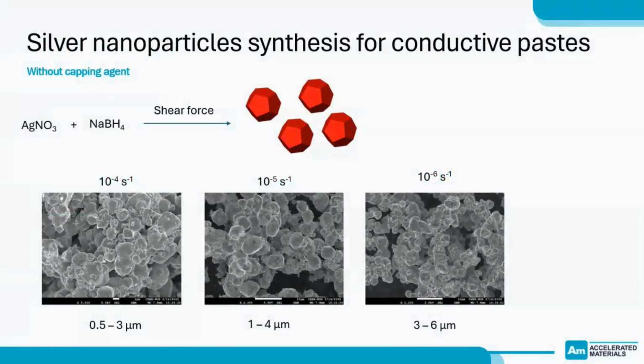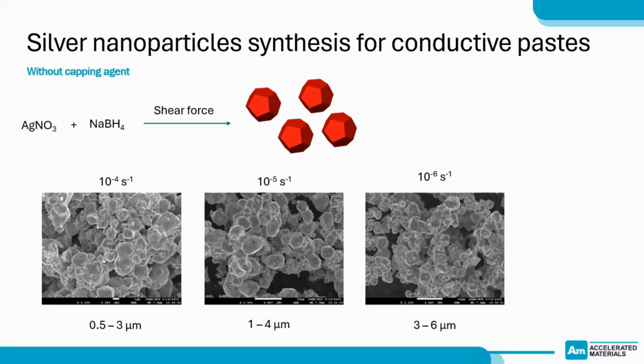What are the actual results? Here is an example of silver nanoparticle synthesis, where you can apply different shear force in order to control the particle size and the particle size distribution. Here the reaction was completed without capping agent and with relatively high silver nitrate concentration, about 0.5 mole per liter, which is very difficult to do in microfluidic devices. You can see that at low shear force, we get a wider distribution, but smaller nanoparticles.